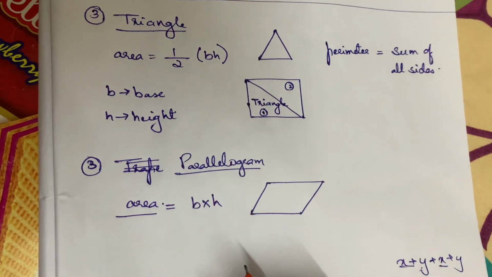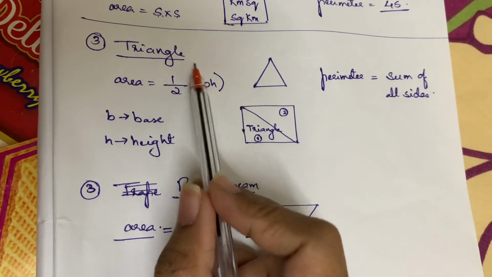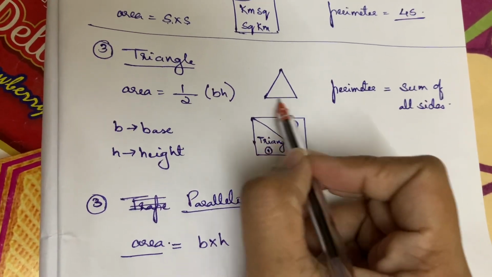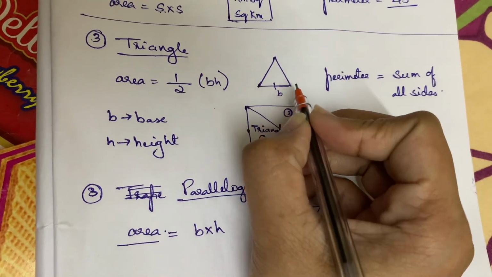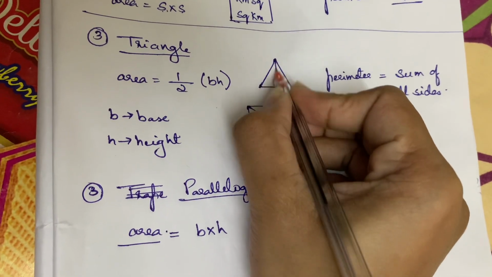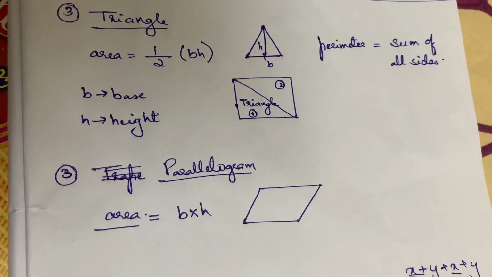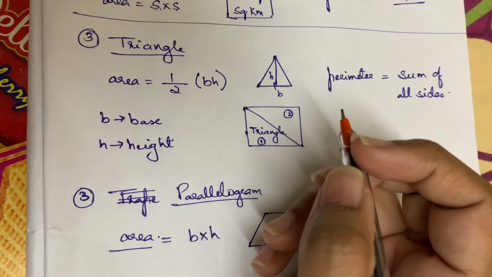Going with the second one, in the second exercise, you have the area of the triangle. The area of the triangle is half base into height. If a normal triangle is given, this is called the base. And what is the height then? This is called the height. It is this which is called the height.